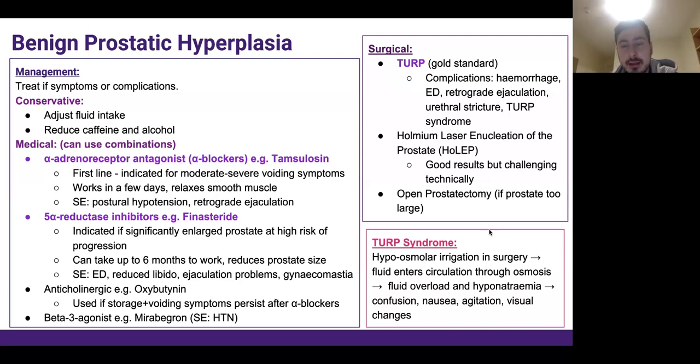In SBAs, they like to allude to TURP syndrome. Now, when you're doing the surgery, you have to give a lot of irrigation, and the fluid you give in the irrigation is hypoosmolar. Because this fluid is hypoosmolar, it can move from the urethra into the circulation, and too much fluid in the circulation will cause overload and a dilution of sodium, hyponatremia, and you'll get symptoms of hyponatremia such as confusion, nausea, agitation, and visual changes. So keep an eye out for TURP syndrome in a patient that's recently undergone this procedure.